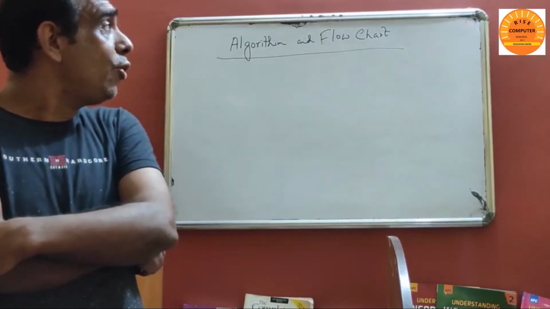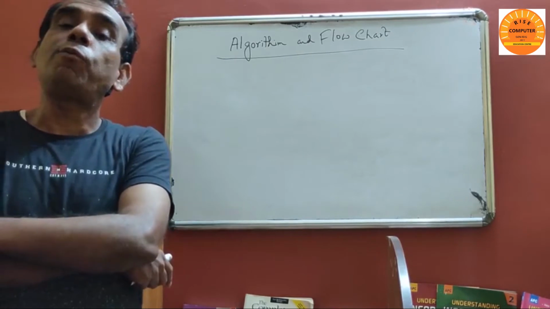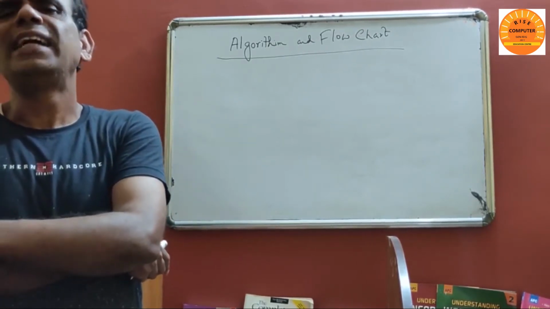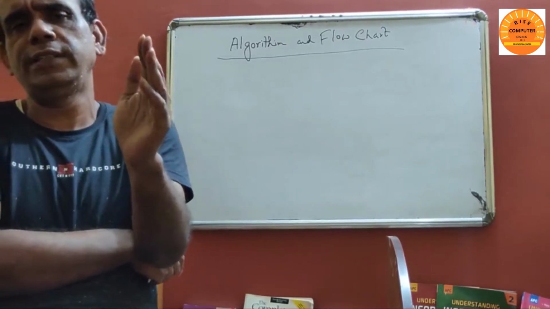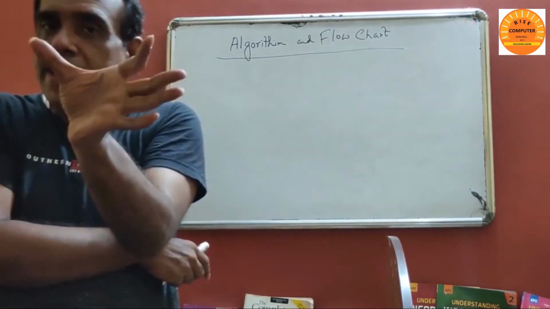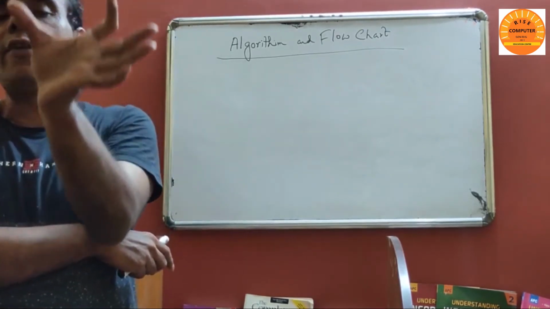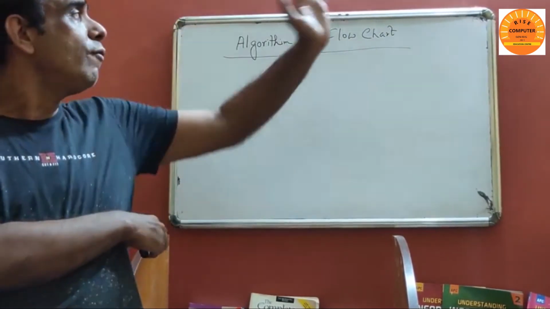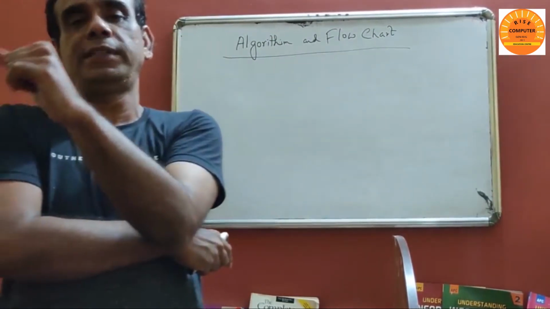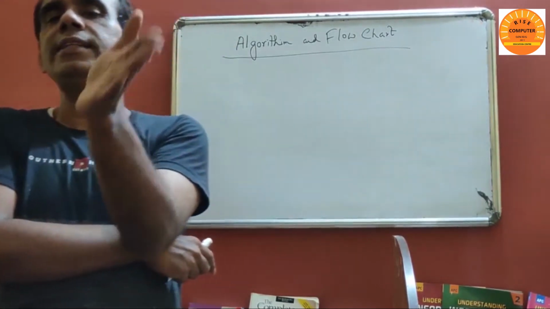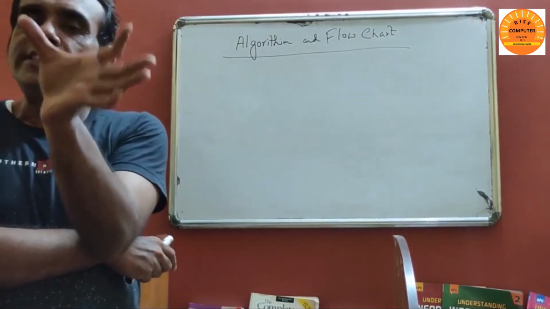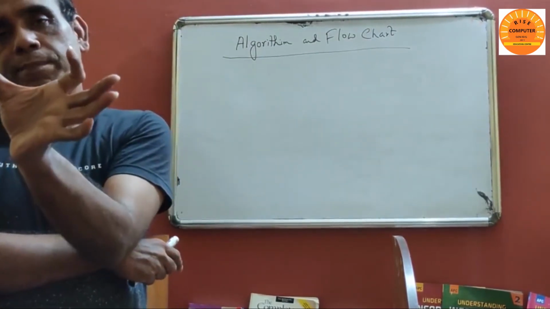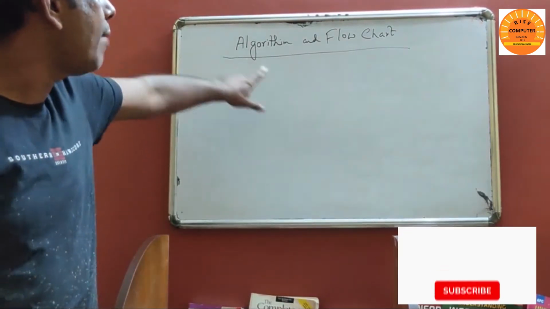So this algorithm means it is a process of writing a program's logic in a textual way. That means in simple English language we describe the logic of the program step by step. And in a similar way, a flowchart is a pictorial representation. That means rather than using language, we use some symbols which describe our logic step by step. So, first about the algorithm.